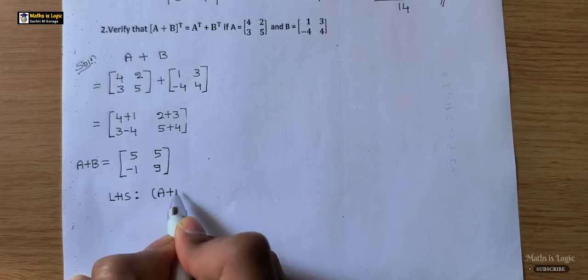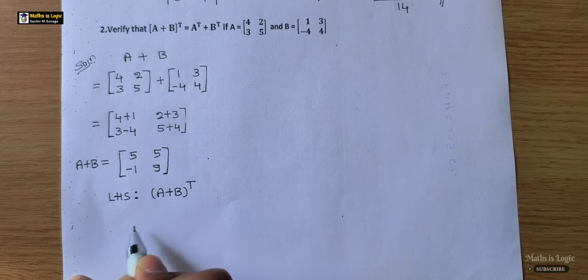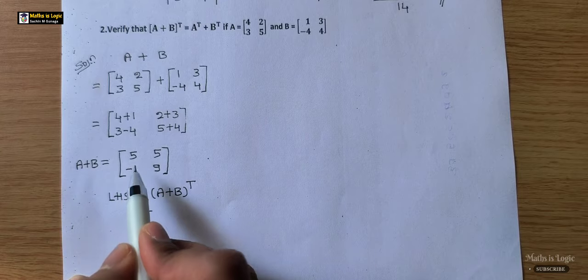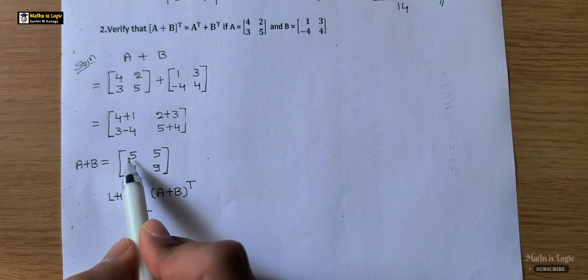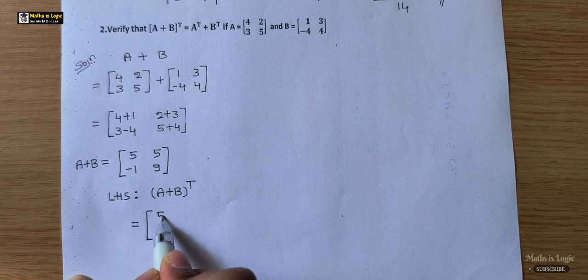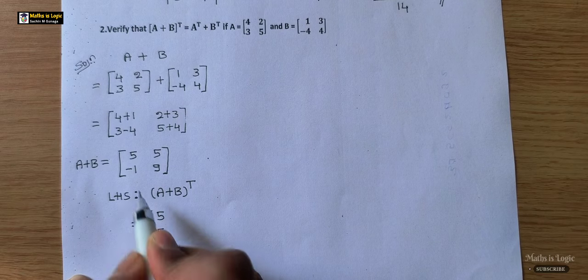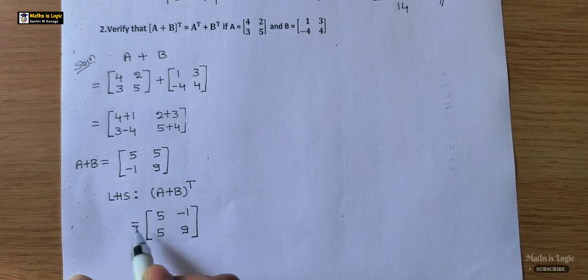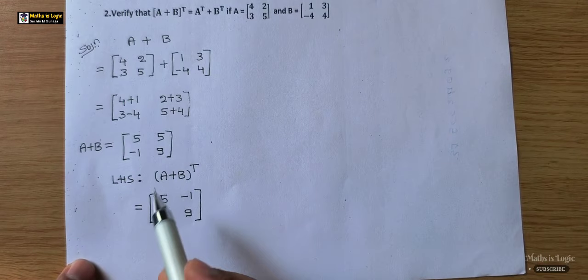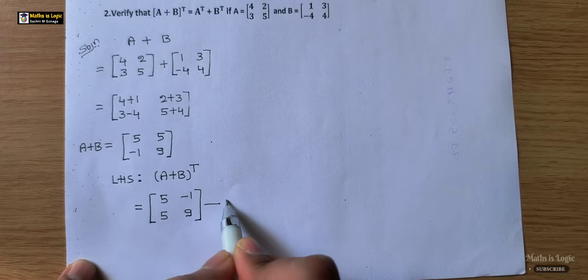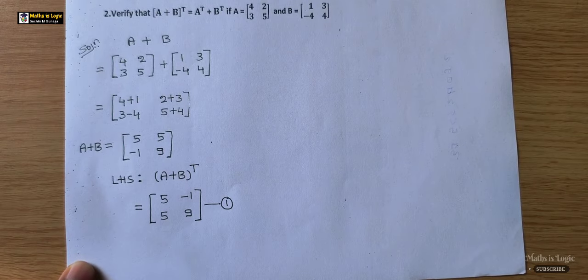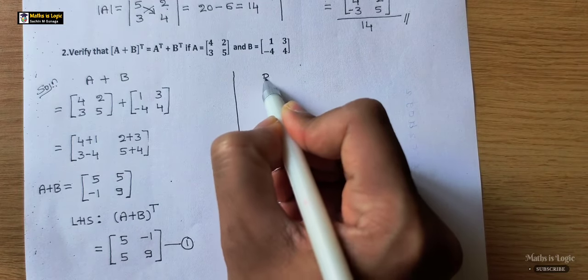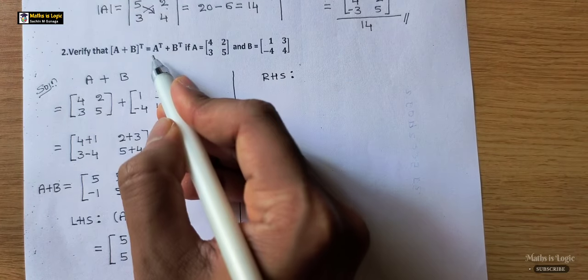Therefore A plus B whole transpose is equals to, next step what we need to do, take the transpose of A plus B. That means first row write it as a first column, second row write it as a second column. So this is the value of A plus B whole transpose. Call this as 1. Now take right hand side. RHS. So what is the right hand side?